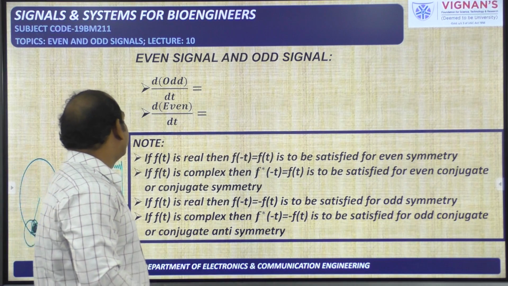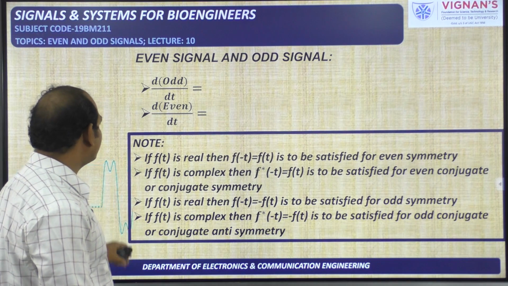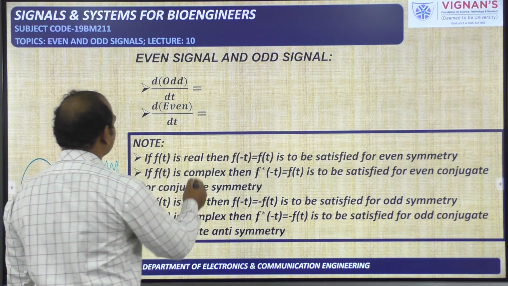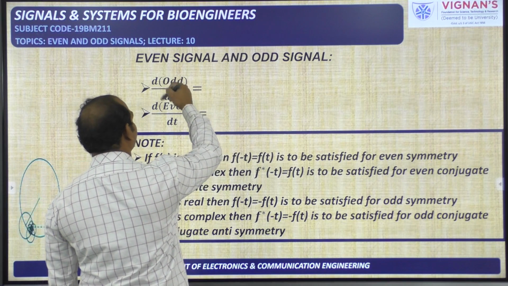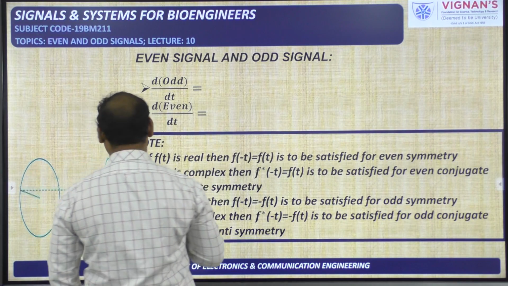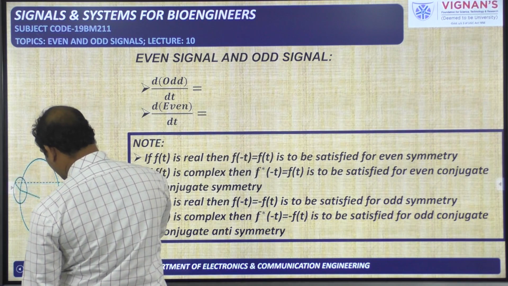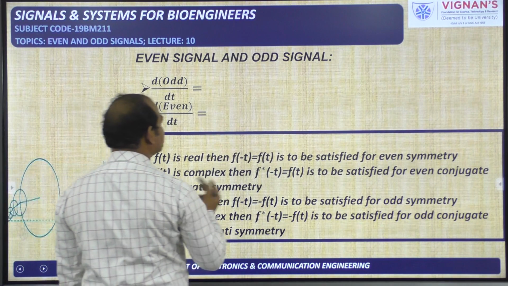So here we have d by dt of an odd signal or d by dt of an even signal. What is the meaning of d by dt? Generally, if you take the derivative of the odd signal, what will we get? And if you take the derivative of the even signal, what will we get? So these are the things we need.